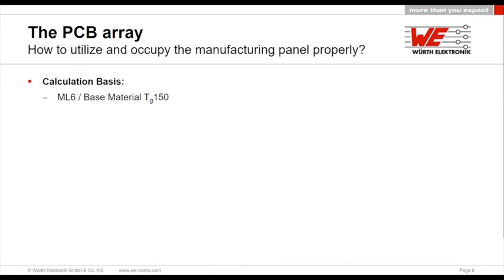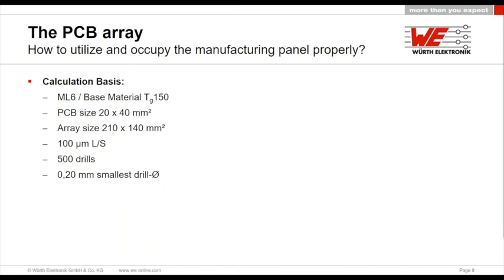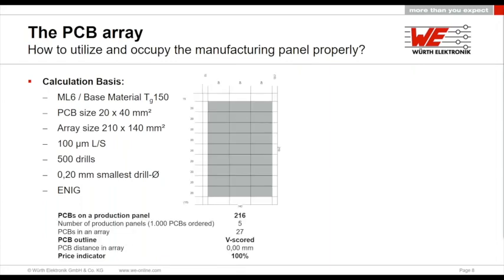To give you some numbers, I did a calculation. I used a 6-layer multi-layer without any rigid flex or HDI build-up, a base material TG150 halogen-free. I used the PCB size 2 by 4 centimeters, an array of 21 by 14 centimeters, 100 micron line space as technology, 500 drills. And yes, I know this is quite a lot, but it's just for comparison reasons of different delivery arrays. I used 0.2 millimeter smallest drill size as a calculation base and nickel gold as a solder surface.